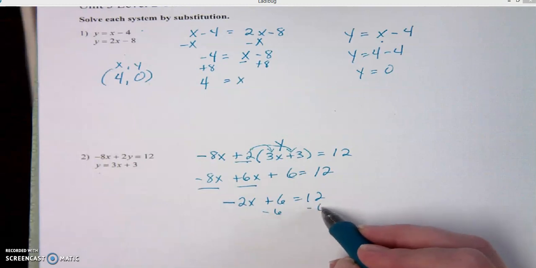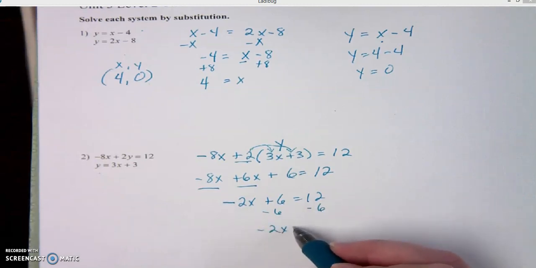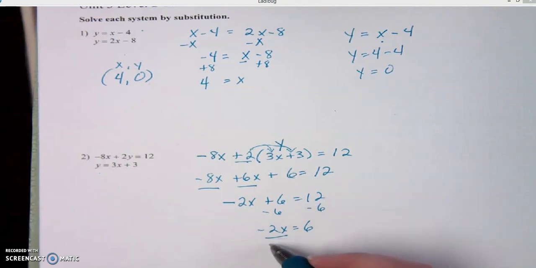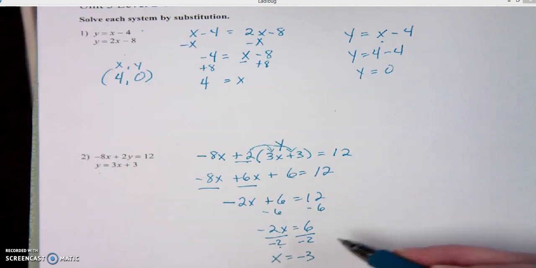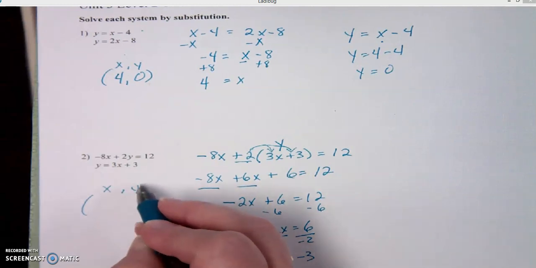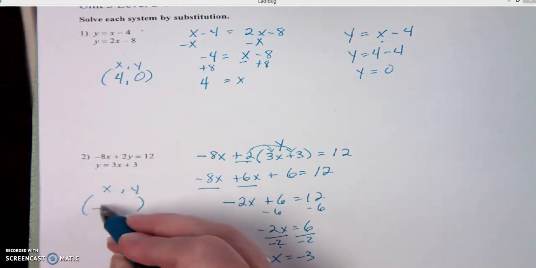Subtract 6 from both sides, and I have negative 2x equals 6. To solve for x, I'm going to divide both sides by negative 2. My negative 2's cancel, and I have x equals negative 3. So that's my first variable in my ordered pair. I have a negative 3.